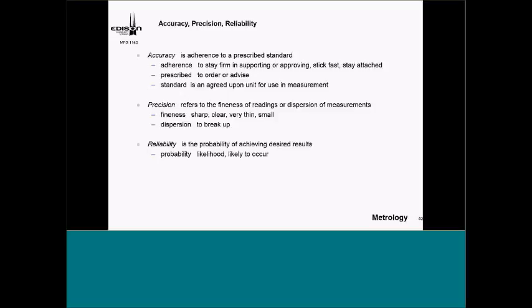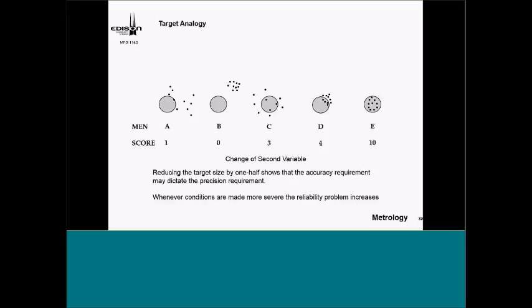Dispersion is how much it's broken up. And reliability is the probability of achieving the desired results, the likelihood that they occur. So you're starting to think in measurement about what accuracy, precision, and reliability truly are. I think showing the target analogy helps, because a lot of people say, I always thought precision meant accuracy, and no, it does not.